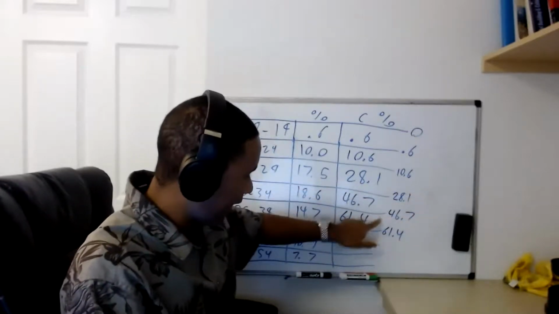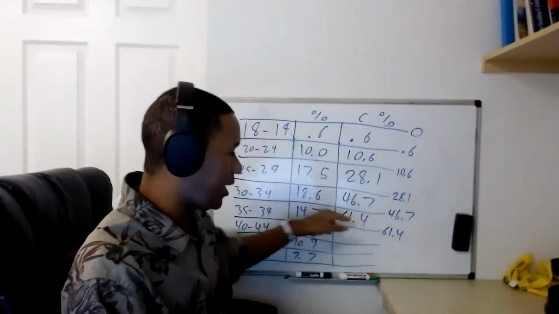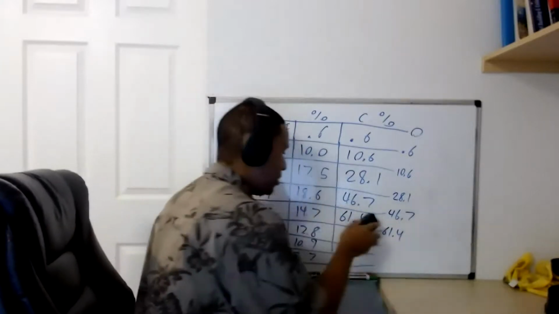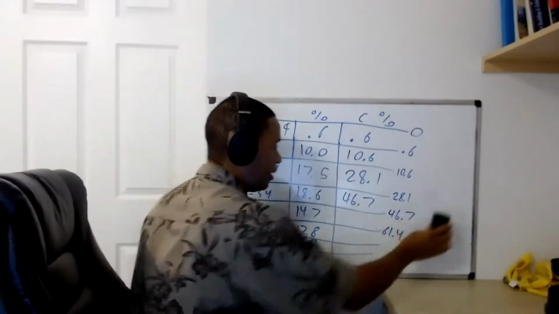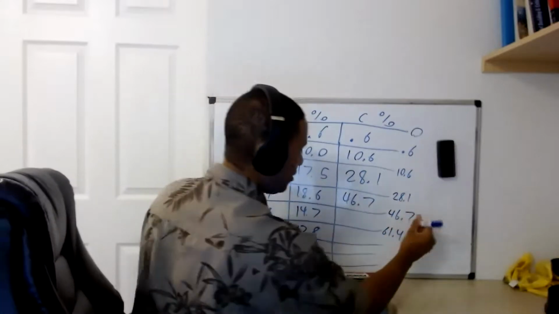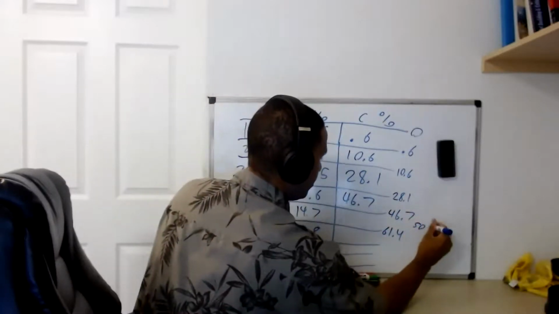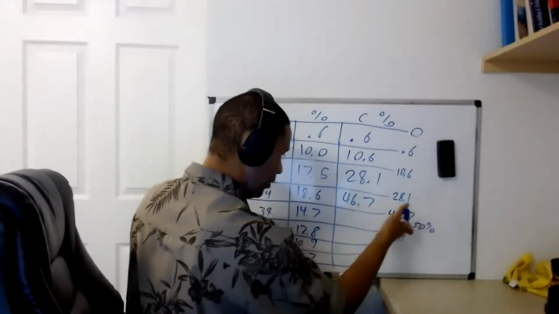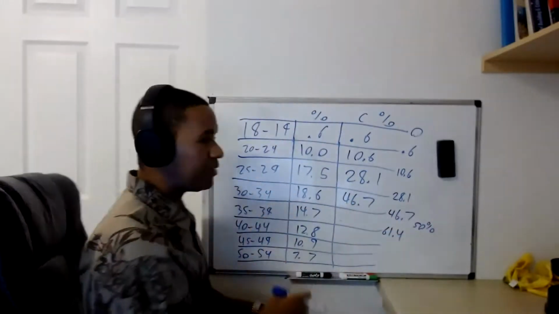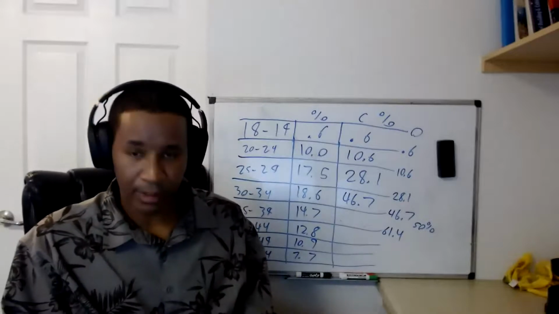So now that I have 46.7 is this line, 61.4 is this line, I can even erase this cumulative percentage distribution here. And I just know that 50% is going to be above this number and below this number. So it's going to fit right in here to this 35 to 39 category. Does that make sense? So the category is always going to be the one that's higher than the percentage, right? It's never going to be the one that's below.